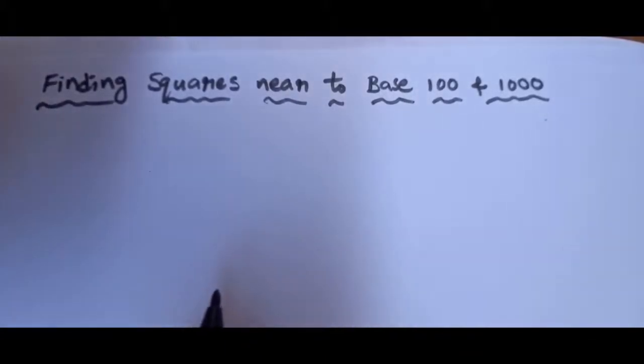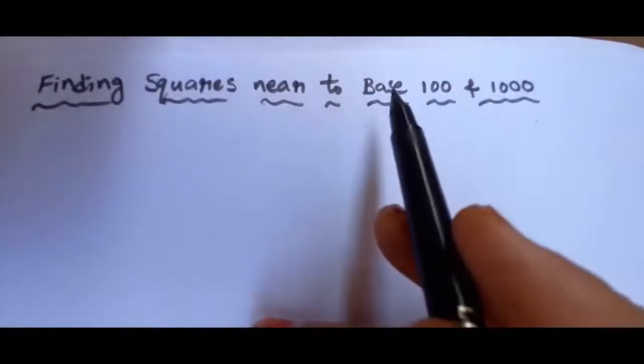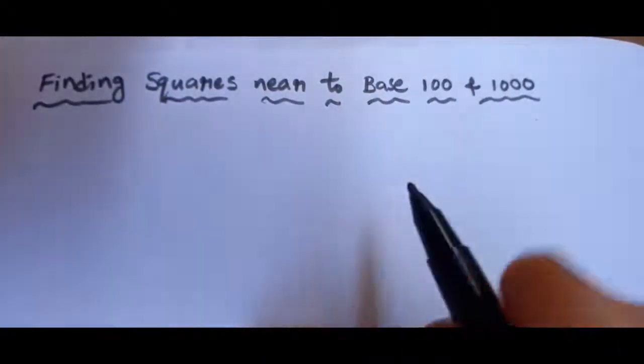Already we learned how to find squares, but in this trick we are going to learn how to find squares which are near to base 100 and 1000. Let's see one example now.